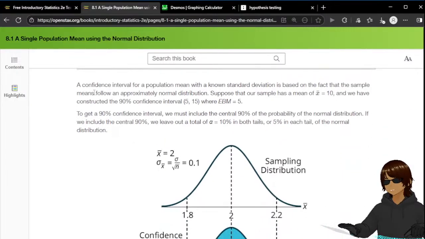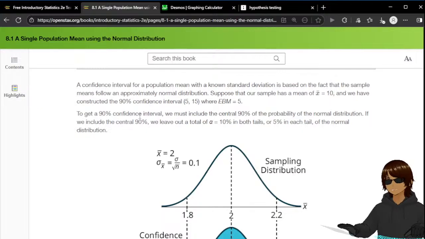A confidence interval for the population mean with a known standard deviation is based on the fact that the sample means follow an approximately normal distribution. Suppose that our sample has a mean of x bar equal to 10, and we have constructed the 90% confidence interval 5 to 15 where EBM is 5.